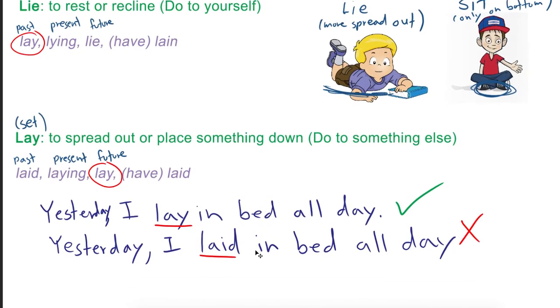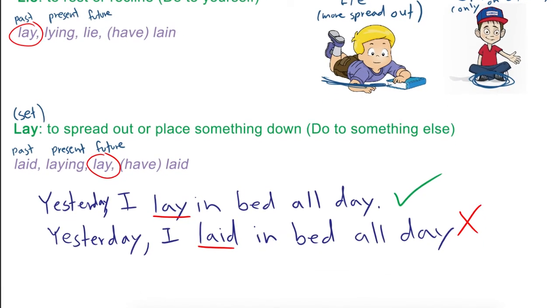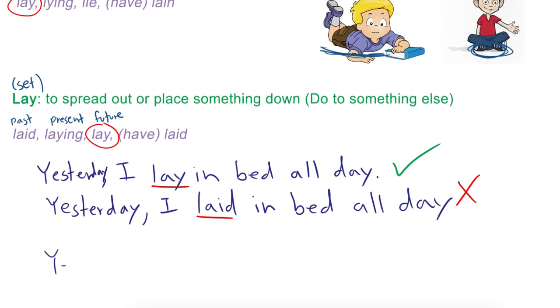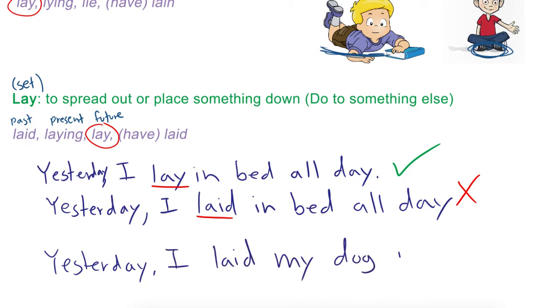If you said, yesterday I laid my dog in bed, you can say that because you're doing it to something else. Because for this lay, when you talk about laid, you're laying down your dog. You're laying something else, doing it to something else, not to yourself.